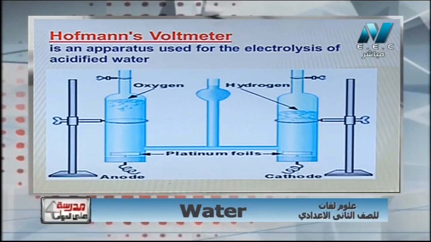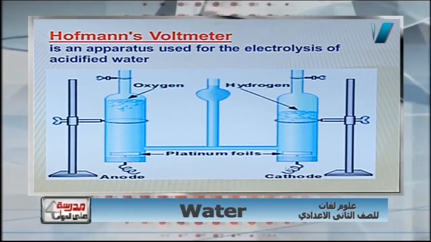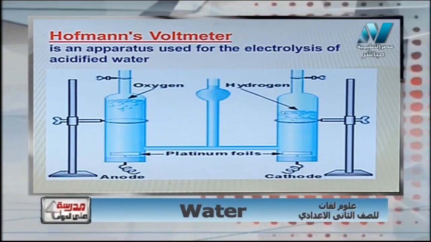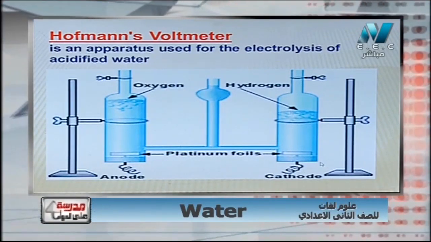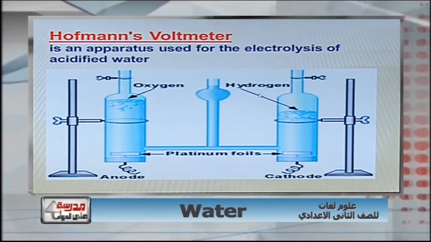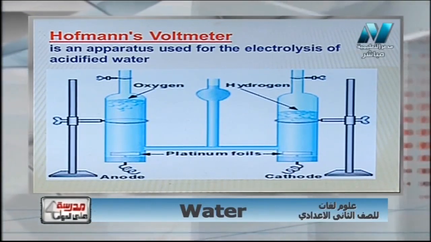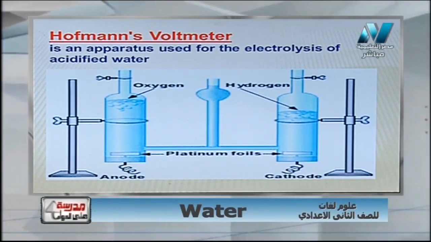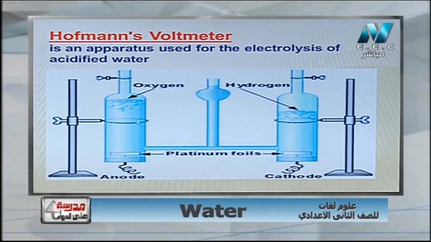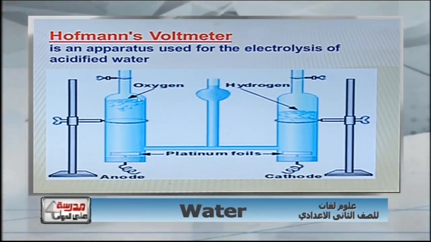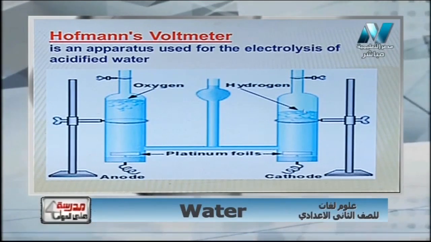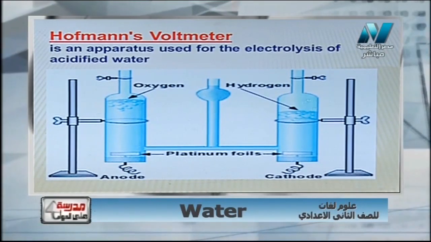The other side, what do we have? The cathode, which is the negative pole. The hydrogen will collect on the cathode. Why? Because the hydrogen ion is positive, so it collects on the negative pole. Let's have a look at this device also. This is the amount of oxygen released, as we see in the diagram. For the hydrogen, there is a much greater volume of gas evolved.